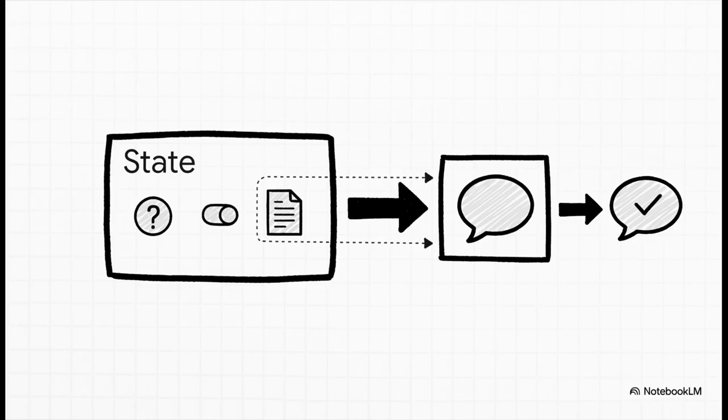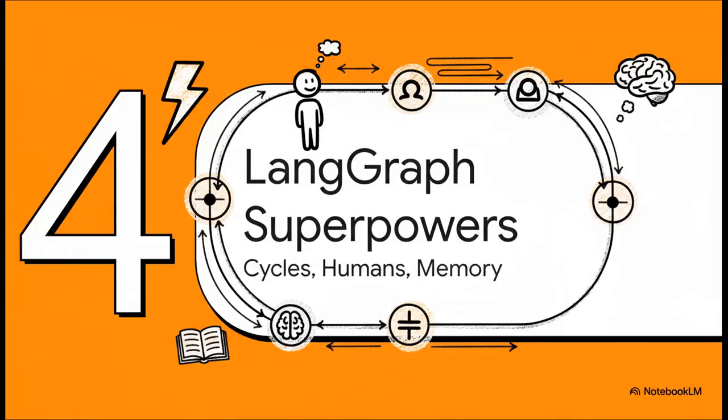And since this node can read the entire state, it sees both the original question and the brand new search results. It uses both pieces of info to put together a good, complete answer, adds that to the state, and just like that, the job is done. That was a pretty basic example, but hopefully you see the logic. Now let's just quickly run through the real superpowers that this graph-based way of thinking unlocks.